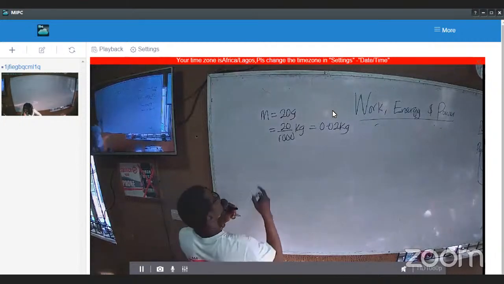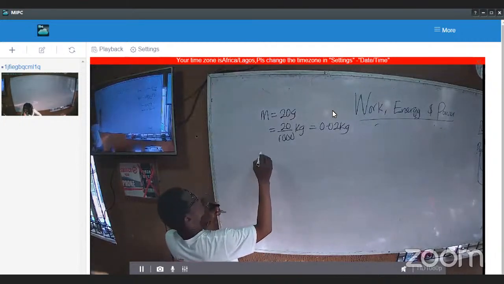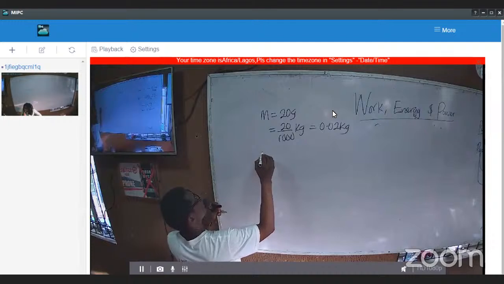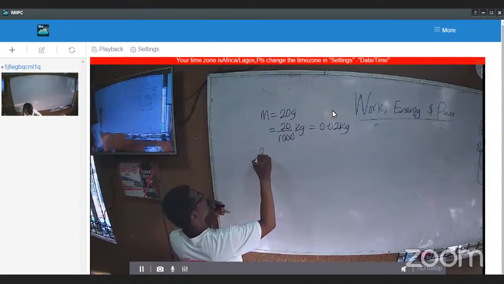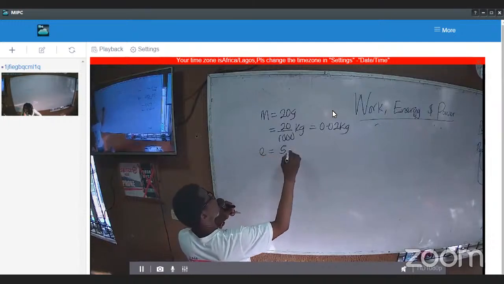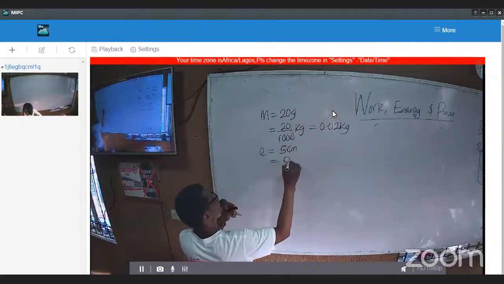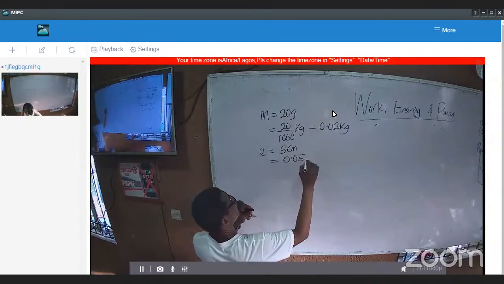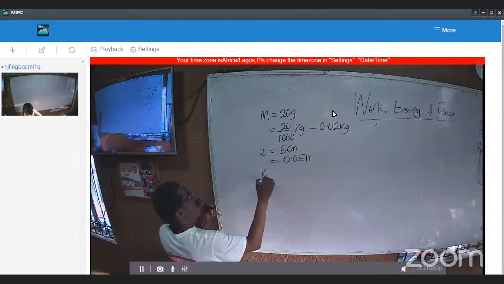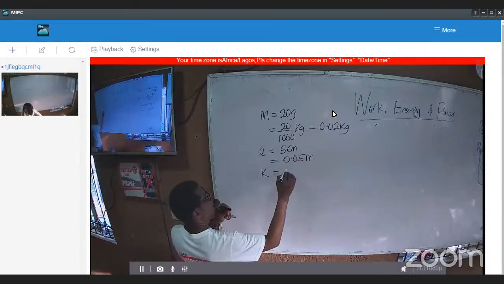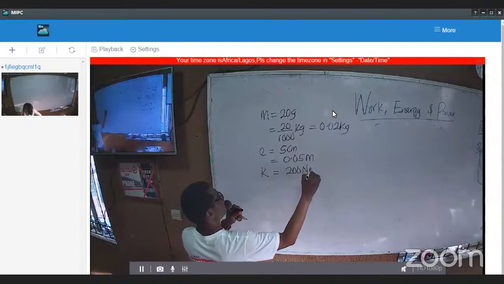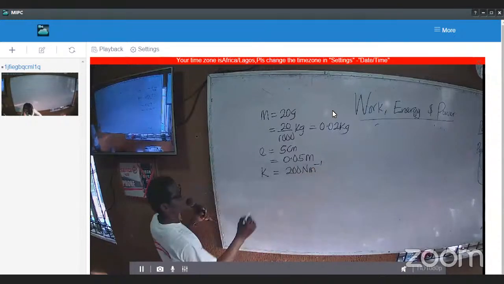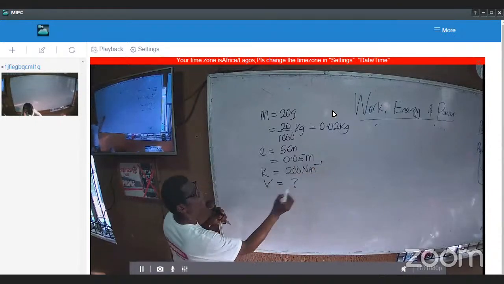That's our extension, 5 centimeters. That 5 centimeters is 0.05 meters. That's our K, force constant. How much? 200 Newton per meter. Speed, V.